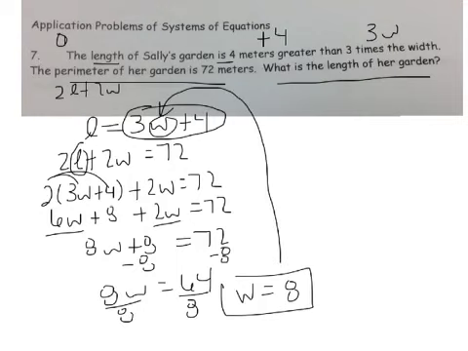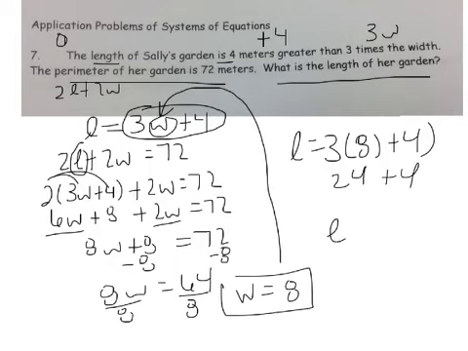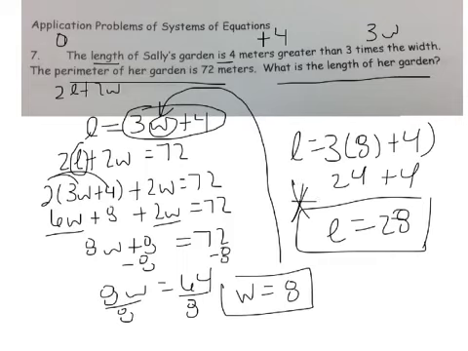So we're going to replace this circle with 8. So length is 3 times 8 plus 4, or 24 plus 4, or 28 was actually the answer we were looking for. Okay? So the plugging in part, that part is usually pretty short, but we just find whichever one is easier to get started with.